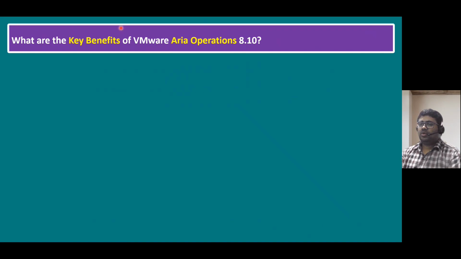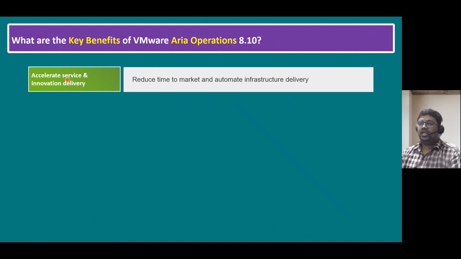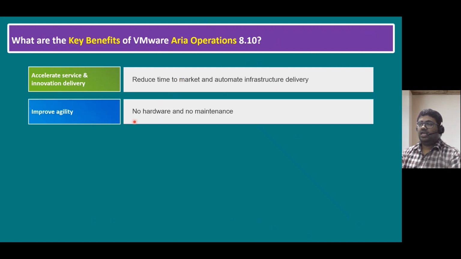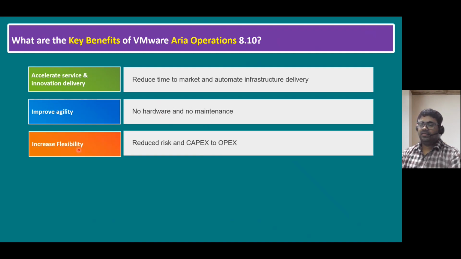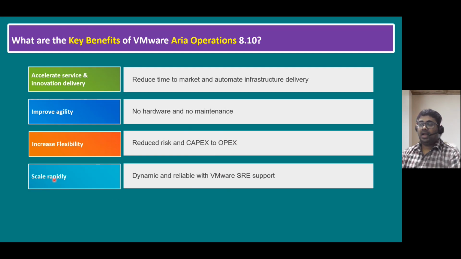Now, finally, let's talk about the key benefits. The key benefit is accelerating service and innovation delivery. That means reduce time to market, automate infrastructure delivery, and improve agility, with no hardware and no maintenance. Another benefit is increased flexibility. So reduce the risk and move from CapEx to OpEx. Previously, if you were using a physical environment, capital expenditure was costly. That is reduced now. Now it becomes software as a service. That means a pay-as-you-go model with operational expenditure, and scale rapidly. Dynamically, that means automatically and reliably with VMware SRE support, we can increase.